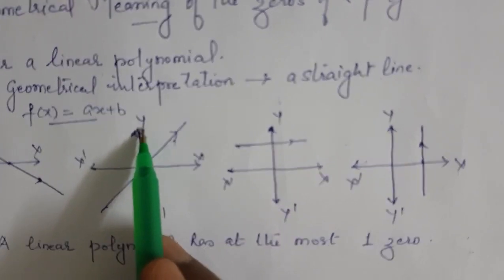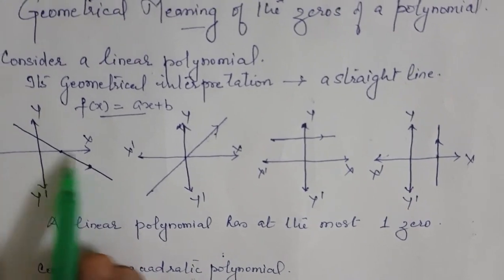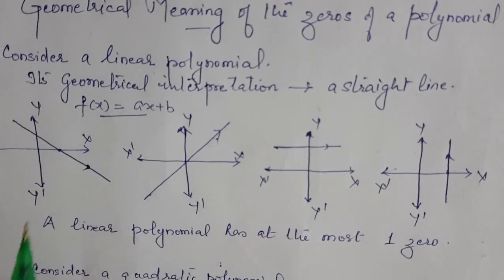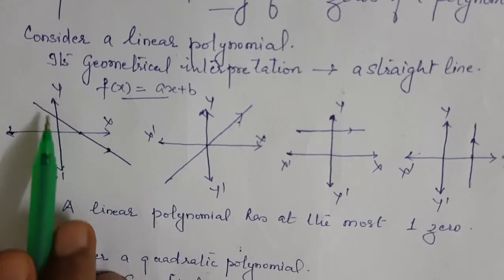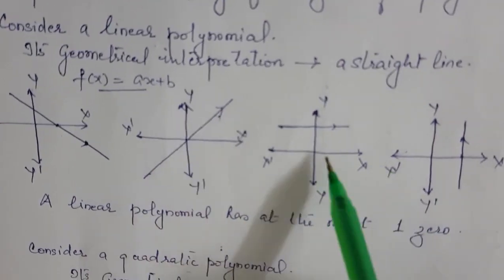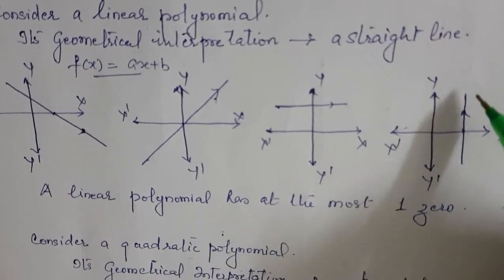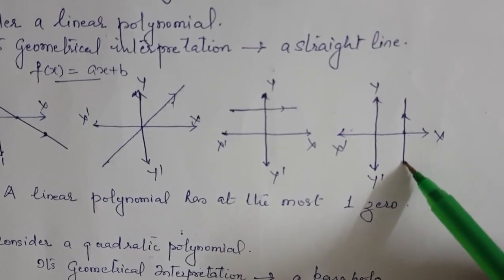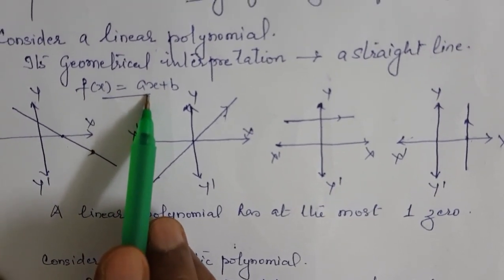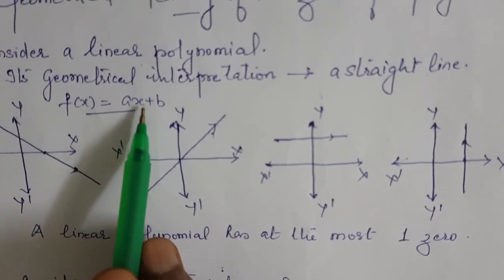Now, a straight line can intersect the coordinate axes, that is either the x-axis or the y-axis, in these different forms. In the first case, it is touching both the axes. In the second case, it is passing through the origin. In the third case, the line is parallel to the x-axis, and in the fourth case, the line is parallel to the y-axis. So when you find the zeros of this polynomial, you will always get a value in terms of x.